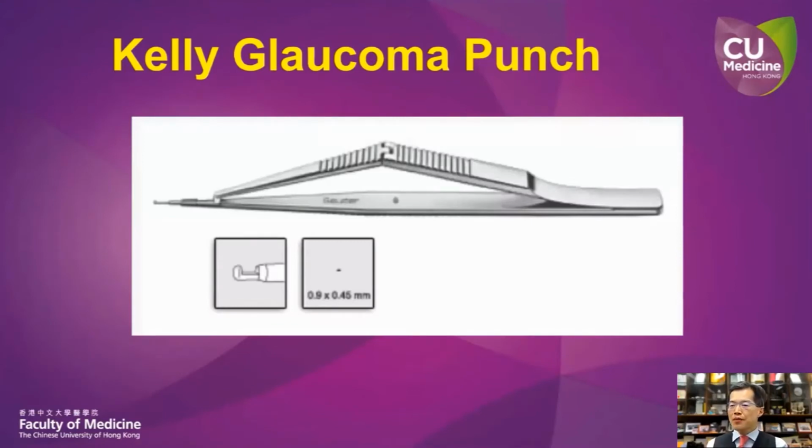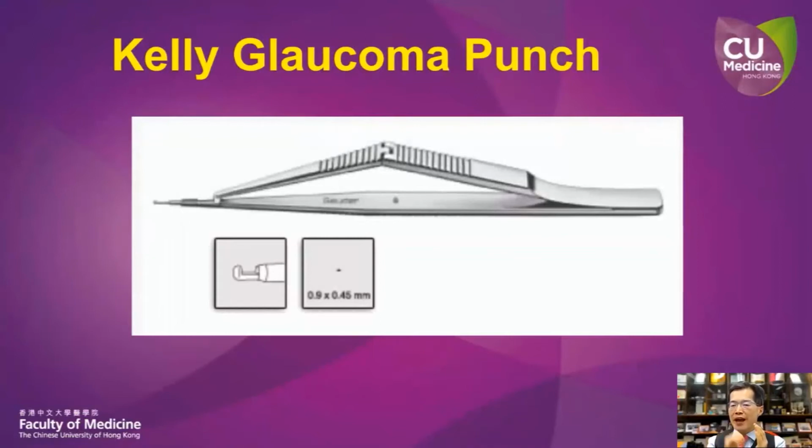Now, I normally use the Kelly glaucoma punch to create the inner sclerostomy. And very shortly, when we go back to the video, you can see how this Kelly punch works. Basically, when you press on the lever up here, this part of the instrument will go in. Okay, it will go in and it will cut.